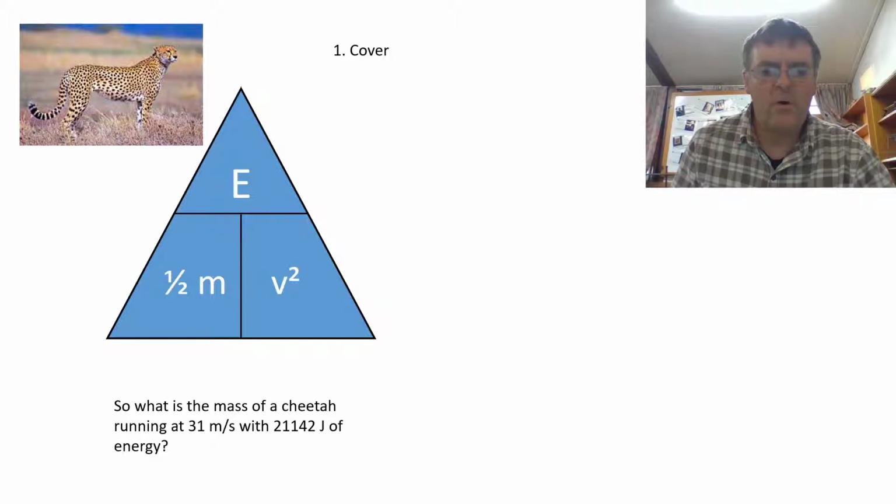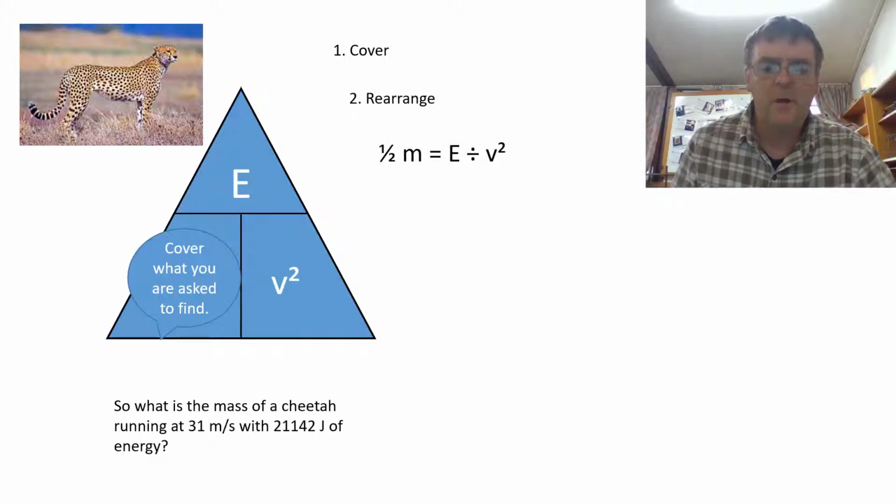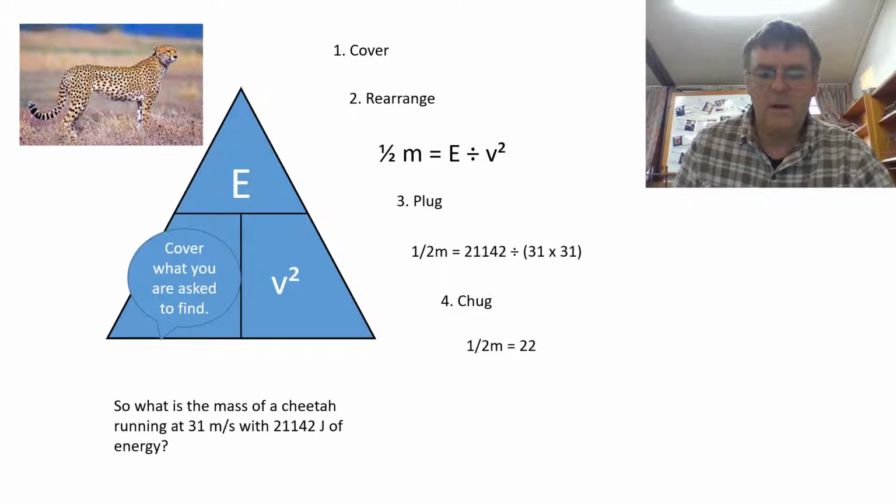We cover up what we're trying to find, the mass. It tells us how to rearrange the equation, E divided by velocity squared. So we do that. Half the mass is E divided by velocity squared. Put in our numbers, do the maths. We end up with an answer of 22, or a number of 22. That's not the answer yet. We've got a final step. Because that number is half the mass, we need to double it or multiply it by 2 and add the units. So that's how we get 44 kilos.